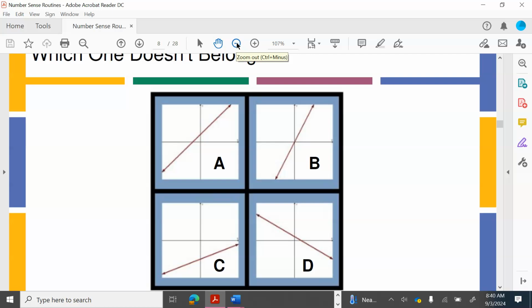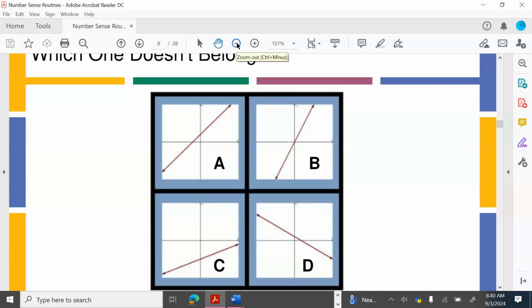Those, and tell me which one doesn't belong. Remember, this is one where there are multiple answers, so your answer may differ from someone else's. Go ahead, Evan. B or D? E. Why? Okay, it's the only one that has a negative slope. Who else was thinking that?